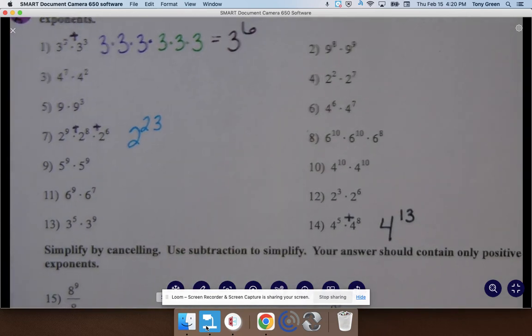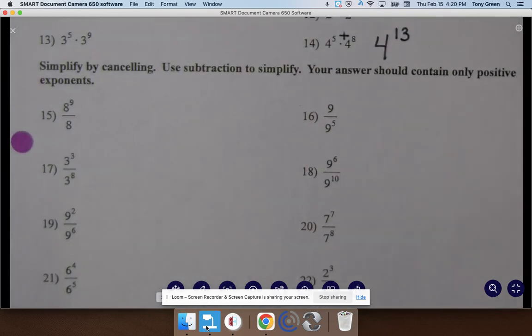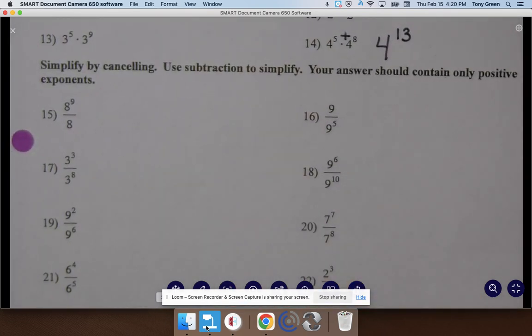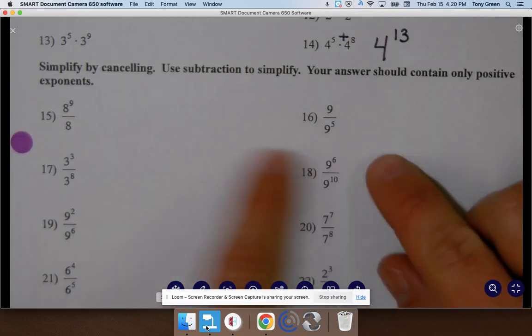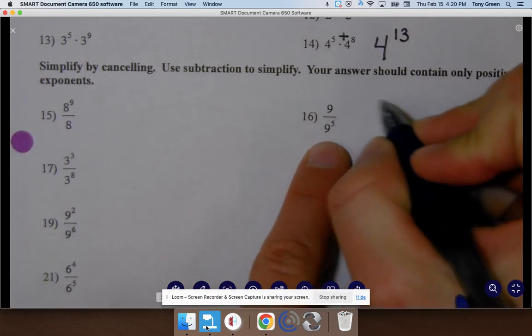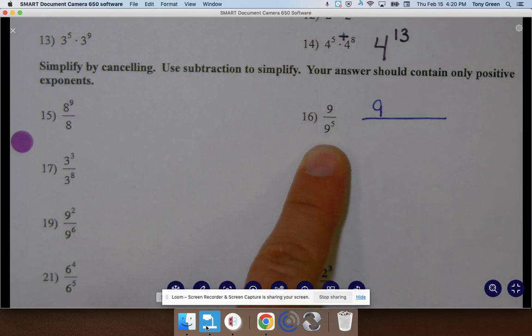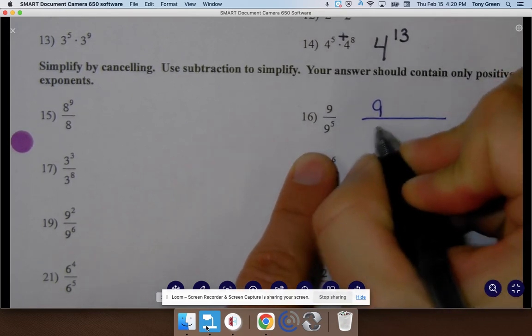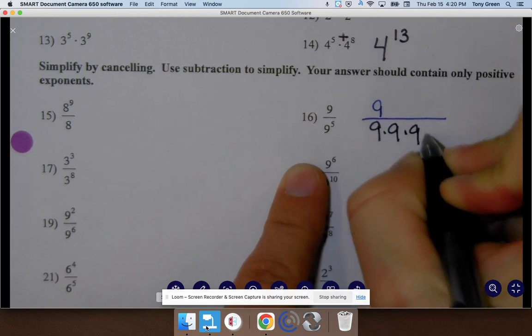Okay, the bottom half is dividing. So we want to simplify by canceling them out. We can use subtraction to simplify. So let's do number 16, because that's a lot of 8's to write. We have 1 9 in the numerator. In our denominator, we're going to have 5 9s. So 9 to the 5th means 9 times itself 5 times.